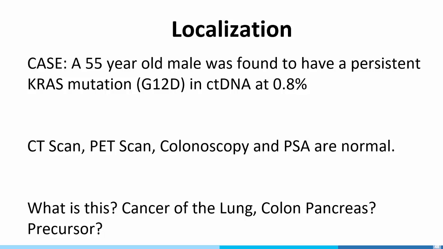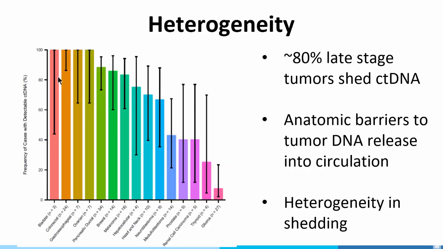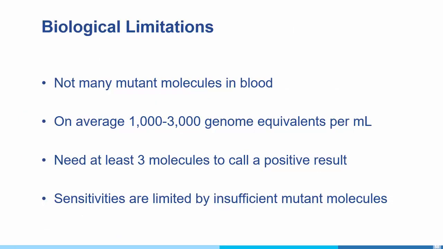Another barrier I'm not going to talk about is the technical issues. There are a lot of limitations there. Other issues: heterogeneity. Different tumor types excrete different levels of cell-free DNA, and so different tumor types will have different levels of sensitivity. And then finally, there are biological limitations. There just aren't a lot of mutant molecules in the blood. There are about 1 to 3,000 genome equivalents per ml. You need at least 3 to call a positive result, and the sensitivities are limited by insufficient mutant molecules. So you're not going to develop a more sensitive test that overcomes that. The molecules just aren't there.